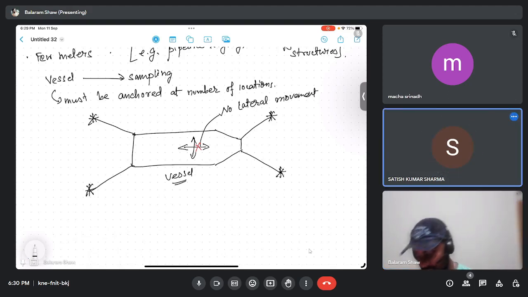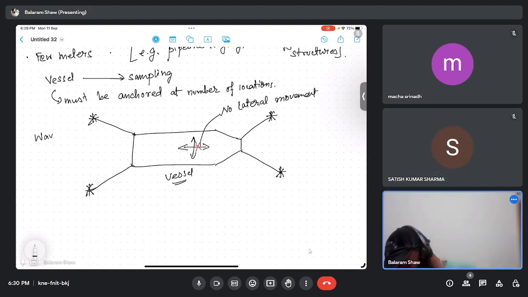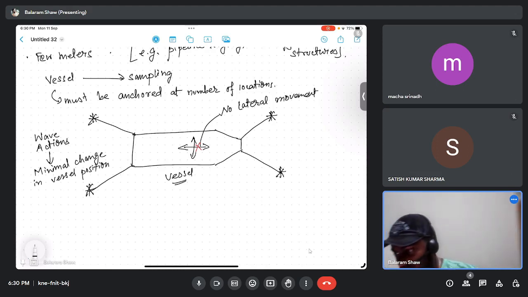Wave action. Yeah, there can be wave actions. So from these wave actions, there should be minimal change in the vessel position. Similarly vertically also, minimal fluctuations should be there.